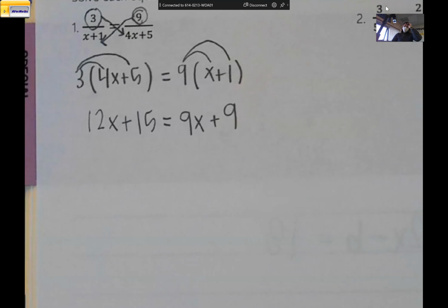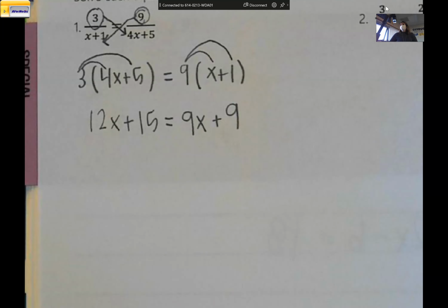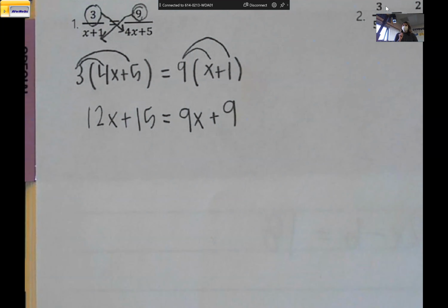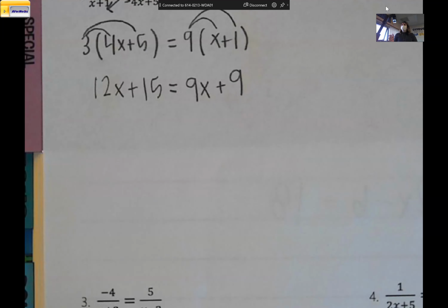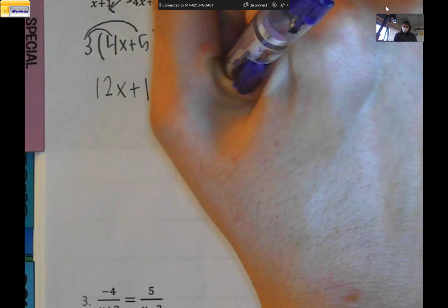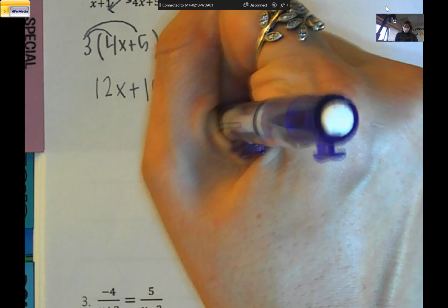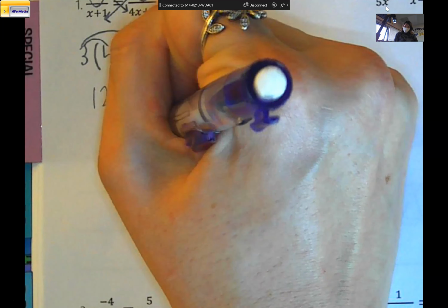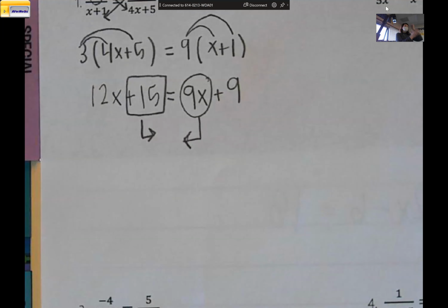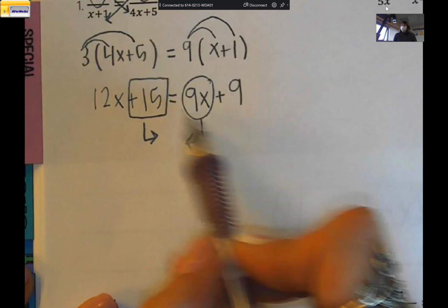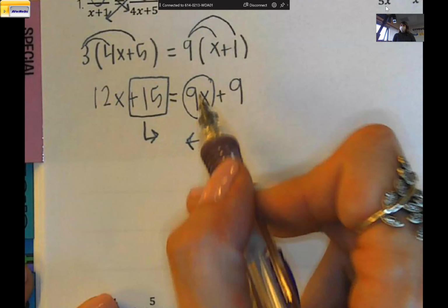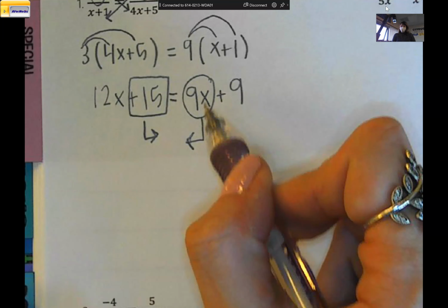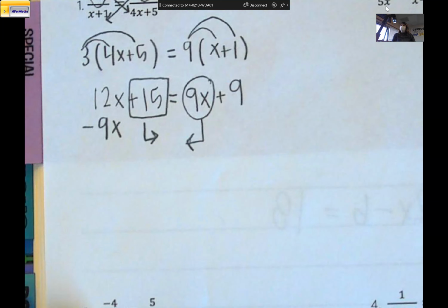So now we have a letter and a number on each side of the equal sign. So what I like to do personally is I like to move my variable to the left, and I like to move my number to the right, because you have to get all the letters on one side and all the numbers on the other side. So what that would look like is I would take this 9x, and I would subtract it because right here it's a positive. So if I want to move it to this left-hand side, I have to change it to its opposite.